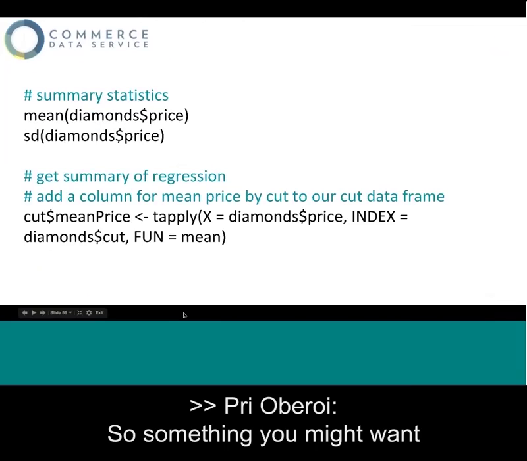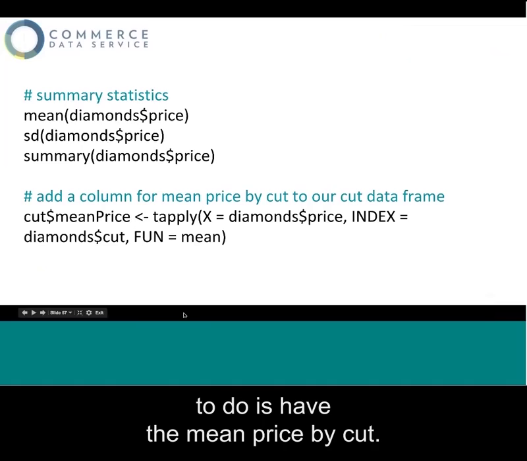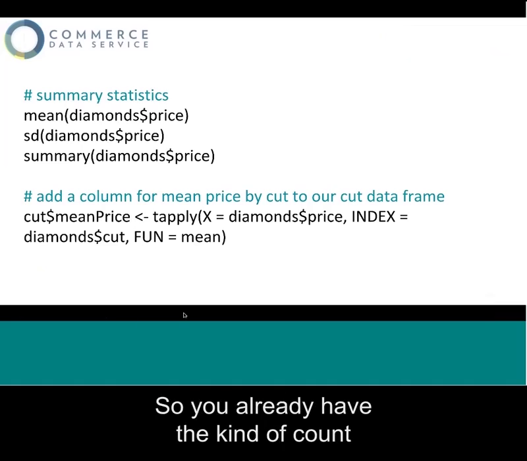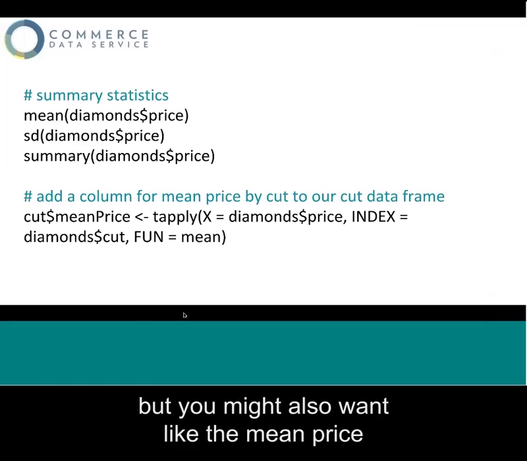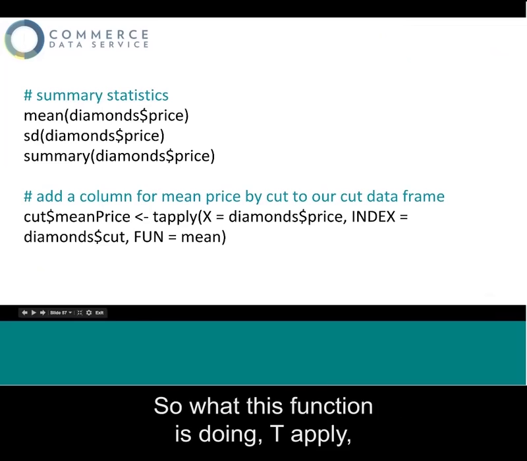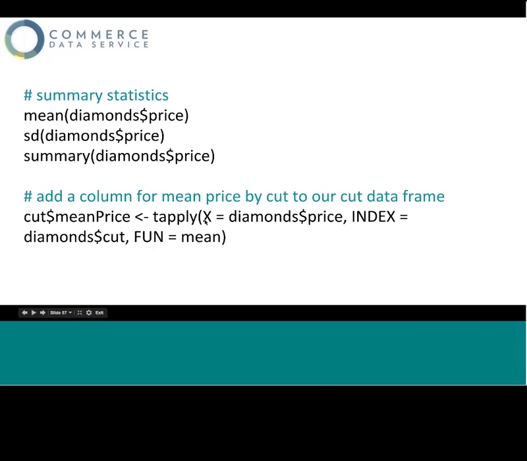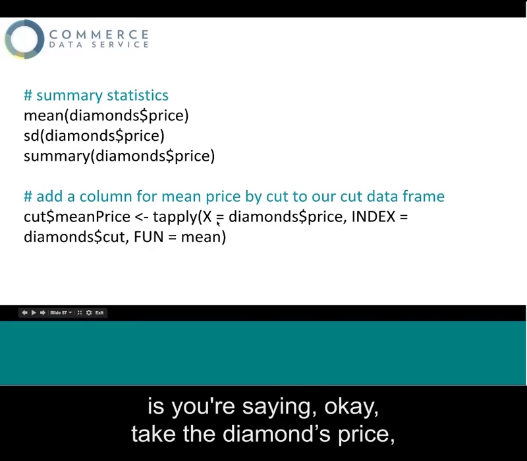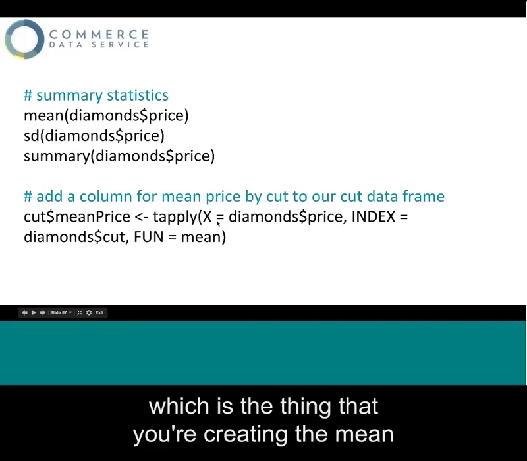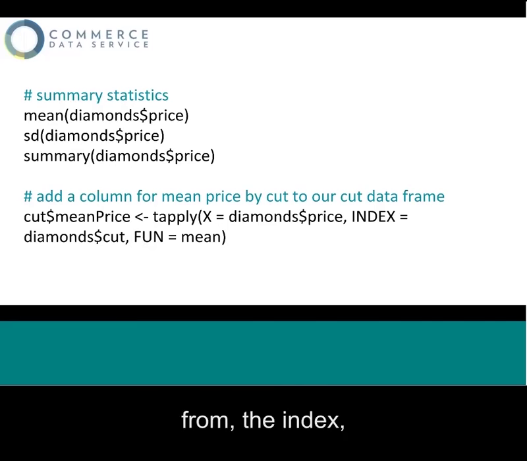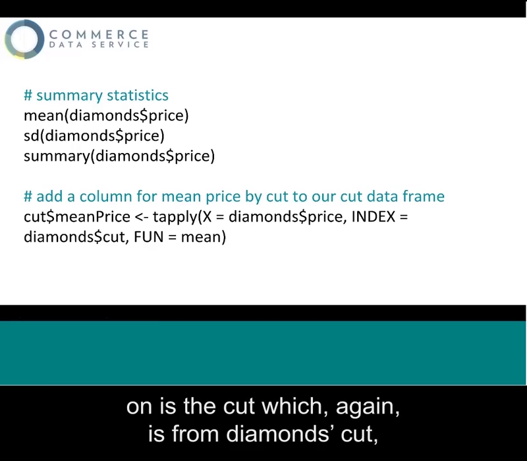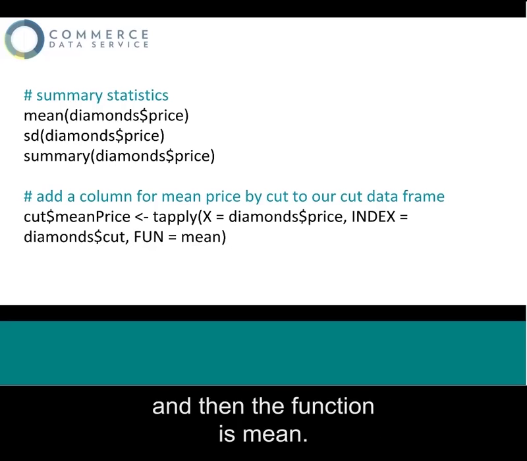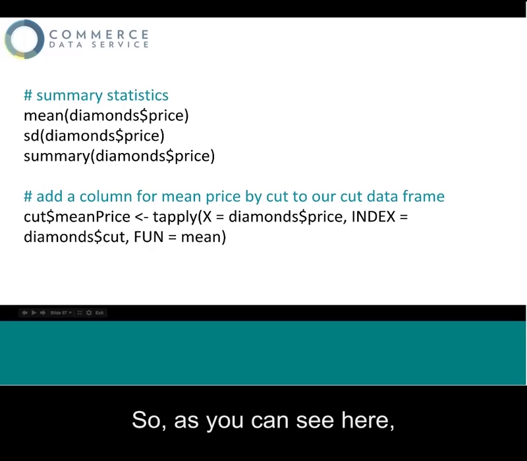So something you might want to do is have the mean price by cut. You already have the count of, let's say, diamonds by cut, but you might also want the mean price for each of those cut types. So what this function, tapply, is doing is you're saying, okay, take diamond's price, which is the thing you're creating the mean from. The index, which is the grouping it's doing the mean on, is the cut, which again is from diamond's cut, and then the function is mean.